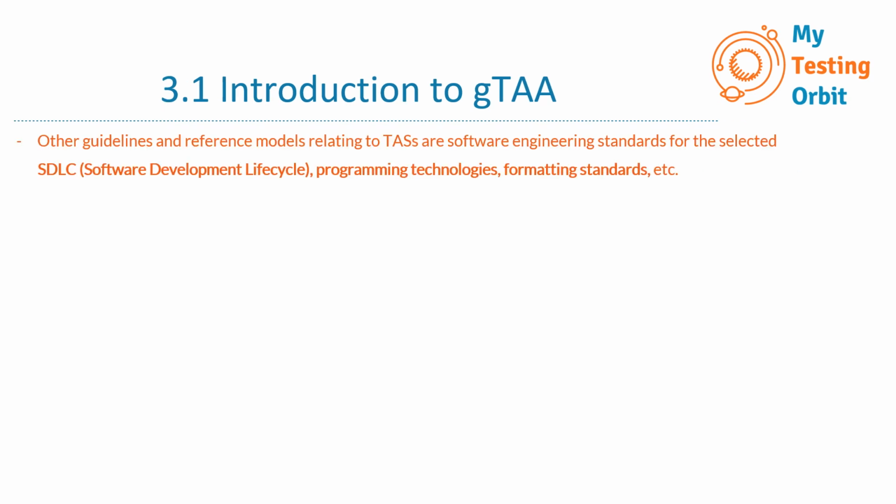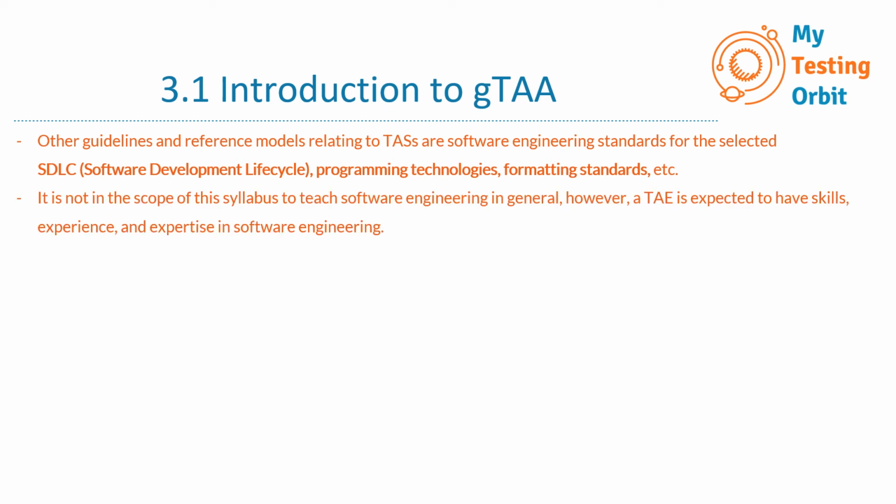Other guidelines and reference models relating to test automation solutions are software engineering standards for the selected SDLC, programming technologies, formatting standards, etc. So these are a few guidelines and reference models related to test automation solutions, very specific ones, like the engineering standards which we have for SDLC and for different programming technologies, and formatting standards. These all apply to the test automation solutions as well.